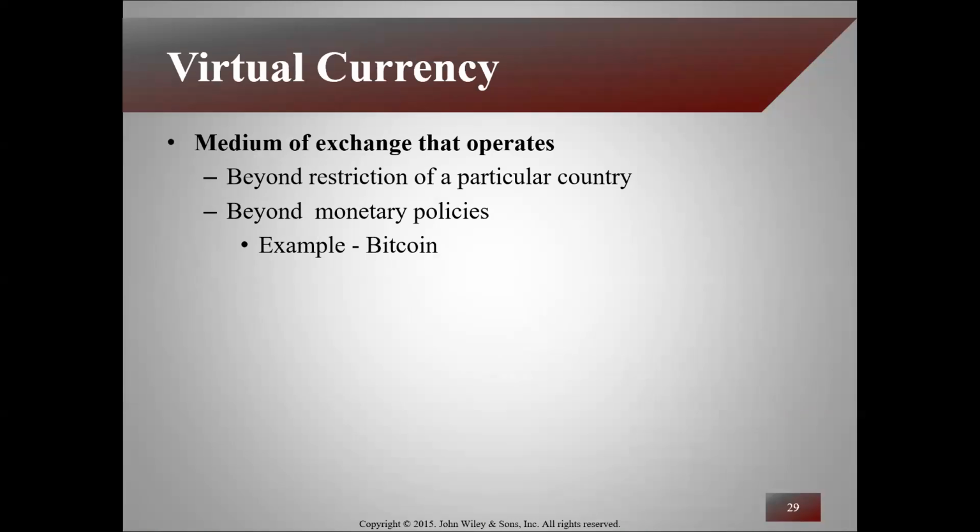You may have heard the term virtual currency. Imagine an international currency that eliminates the need to exchange one type of money for another, involves no extra transaction fees, escapes government scrutiny, and is widely accepted on the internet. This is the idea behind a virtual currency, which is a medium of exchange that operates beyond the restrictions of a particular country or its monetary policies. An example that you may have heard of is Bitcoin. Bitcoin allows you to set up an e-wallet at their website, www.bitcoin.com.